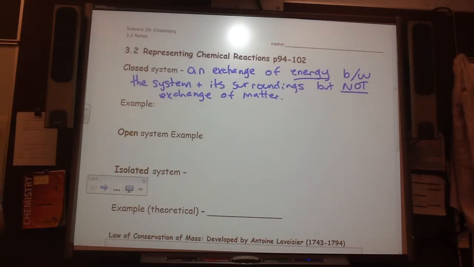So what's something that thermal energy can be exchanged with, but matter can never go in or out? An engine? But there's gas going into an engine, right? A candle? But it's releasing CO2, which is a type of matter.